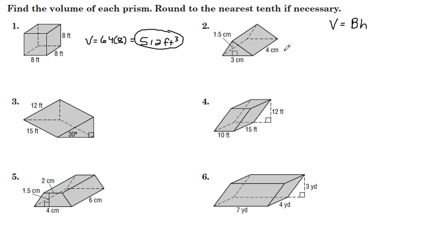For number two, we have a triangular prism. With a triangular prism, first we have to figure out the area of the base. The area of a triangle is 1/2 base times height. We have a triangle here with a base of 3, and it is 1.5 centimeters high, and then it is 4 centimeters long. 1/2 times 3 times 1.5 times 4 is 9 cubic centimeters.